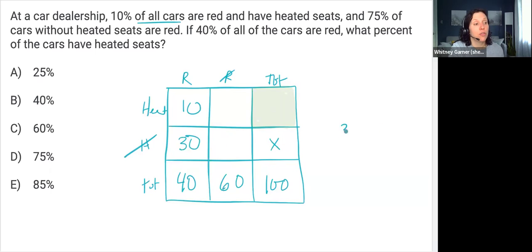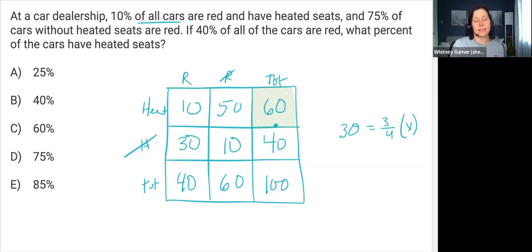Oh, okay. So if 30, we can do this a few different ways, is 3/4 of a number, you might automatically see that 30 is 3/4 of 40. You might see that proportion. Or you could solve the equation, right? Which means that this missing piece, X, is 40. This middle number here is 10. This is 50. And then I could go from either direction and get that heated seats represent 60%, 60 out of 100 of all of our cars.